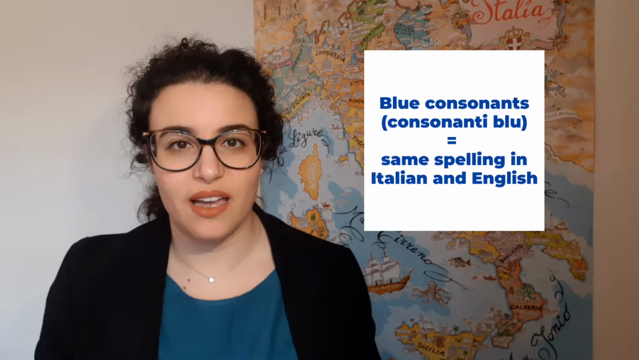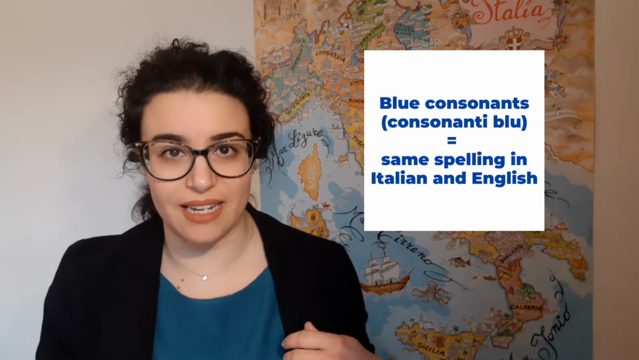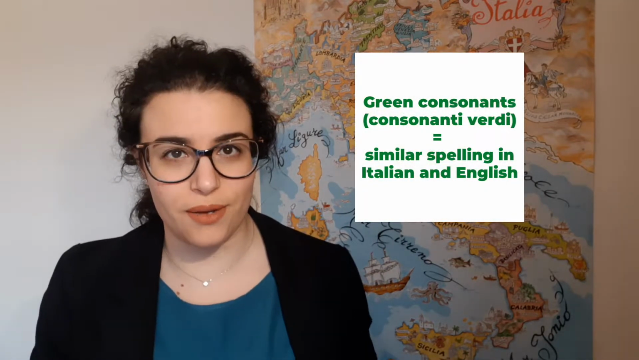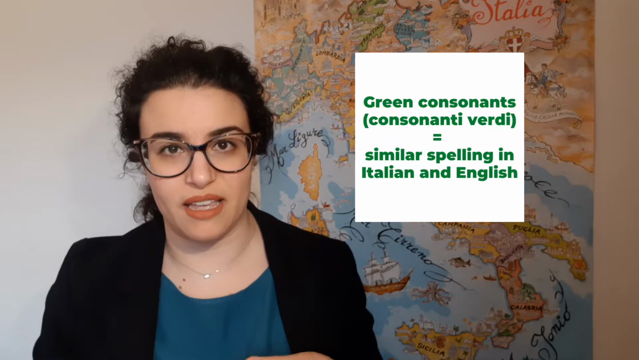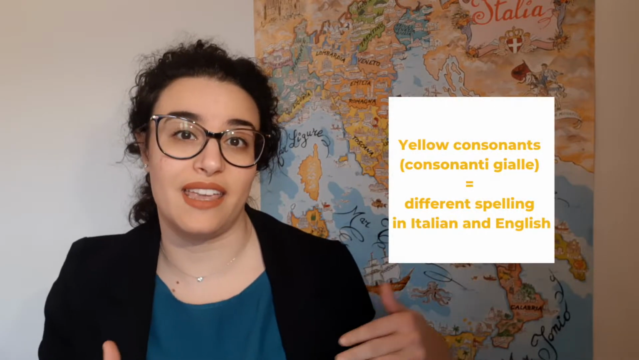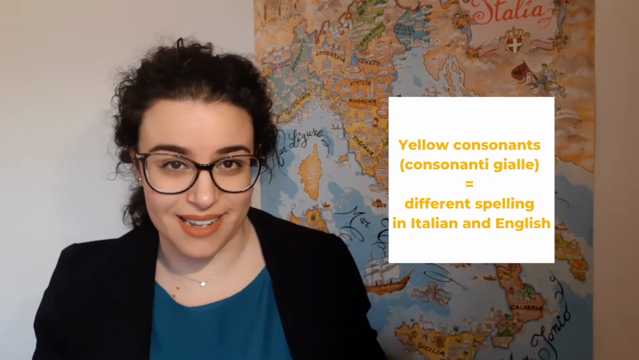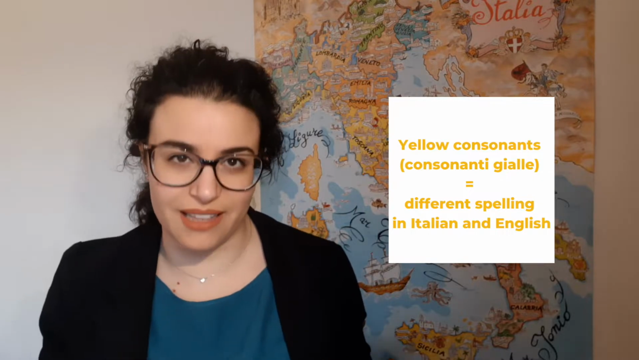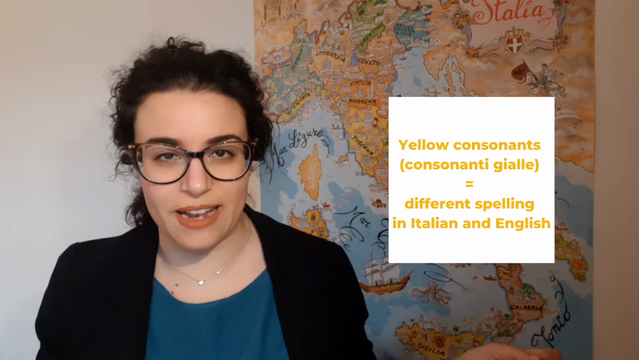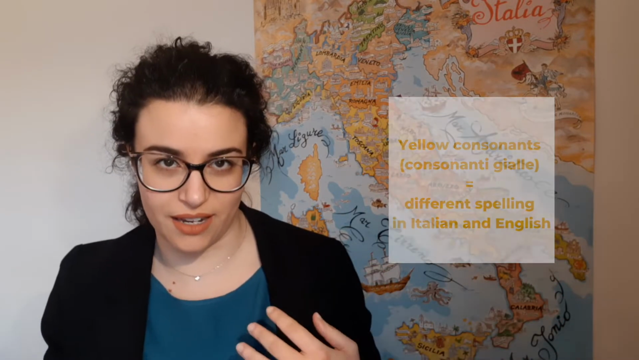Blue ones are the ones whose spelling in Italian and English is the same, so you're not going to find any particular problem with these letters. The green ones have similar spellings in Italian and English. It's not exactly the same, but you will notice they're very close. So the ones I would like you to pay particular attention to are the yellow ones, as these letters have quite a different spelling in Italian compared to English.